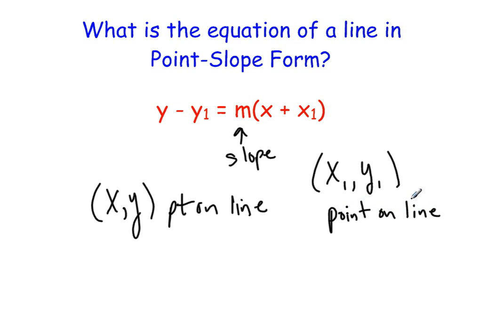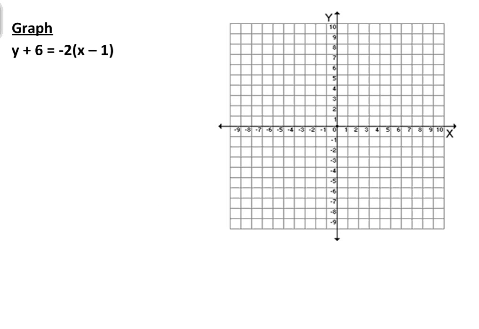Okay. So let's see how this looks. Y plus 6 equals negative 2x minus 1. Okay. So I know my slope is negative 2, but I like to write that as a fraction so I know my rise or my fall and my run, positive 1 to the right. But I can't do this unless I have a point to start at. So how do I have a starting point? Well, this 6 and this 1 are going to come into play.